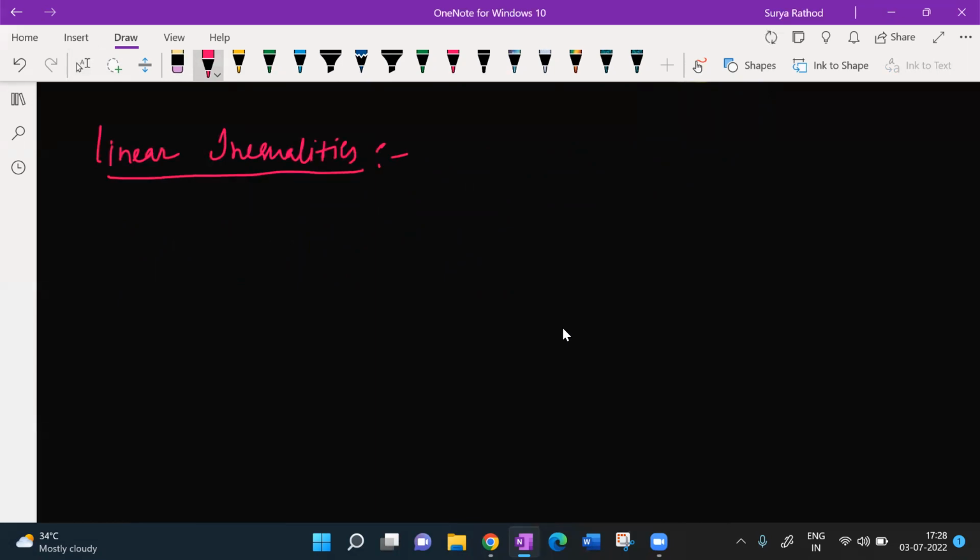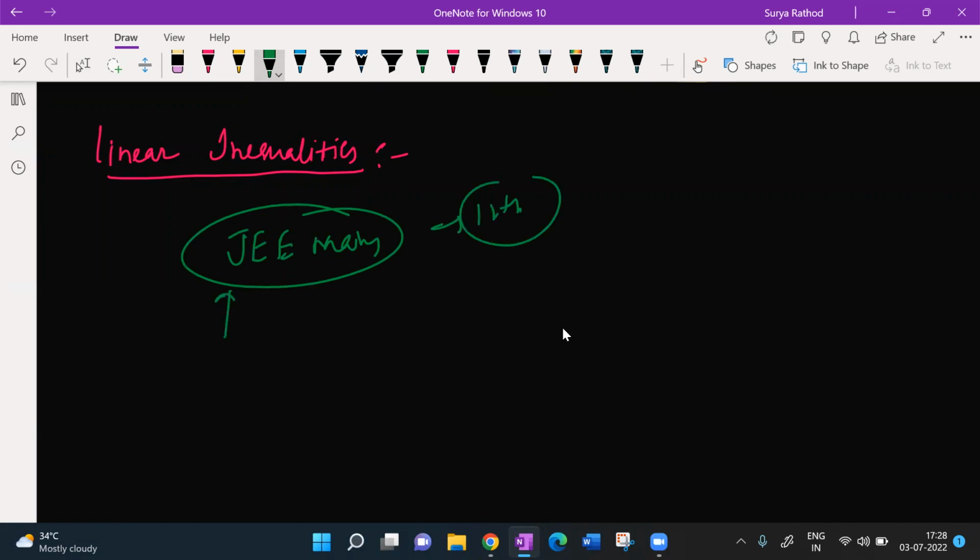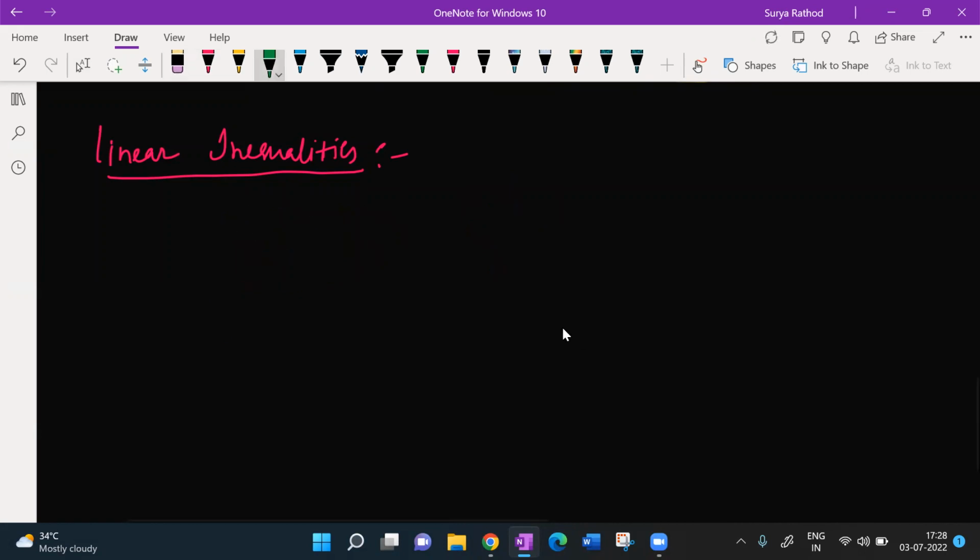Everyone listen to me properly. This is very important. If you ask me to say 1,000 times important, I would say 1 lakh times important. That much important for your JEE Mains, which you will be writing after your 12th, as an engineering entrance exam. You will be using it a lot. Next year also, in 11th standard for those studying in CBSE, linear inequalities will be a topic.